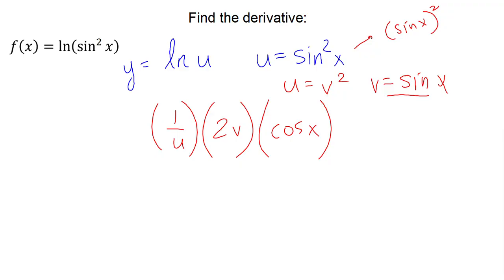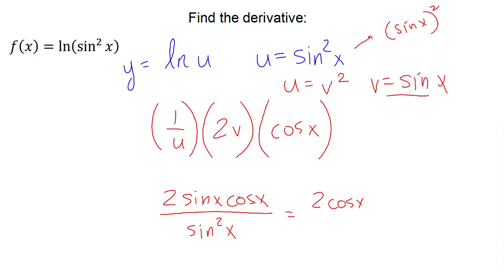So what we end up with here is just a 2 times our v, which is sine x, times our cosine x in the numerator. And then in our denominator, we've just got our u, which is sine squared of x. And so we can simplify that out. That's just 2 cosine x over sine x, or if you prefer, 2 cotangent x.